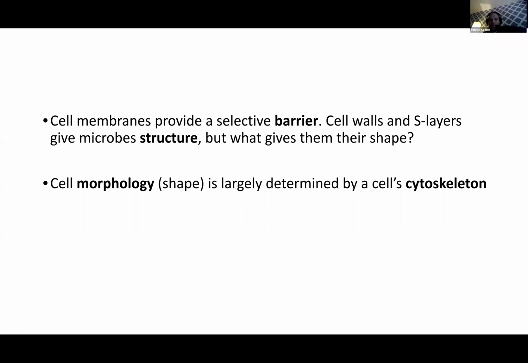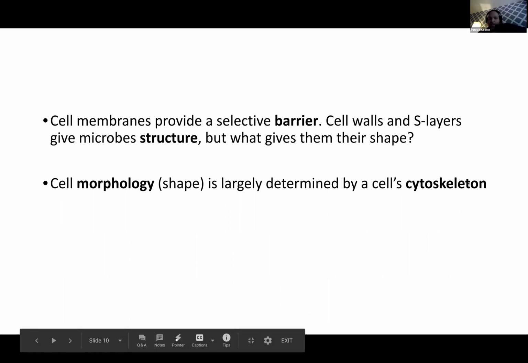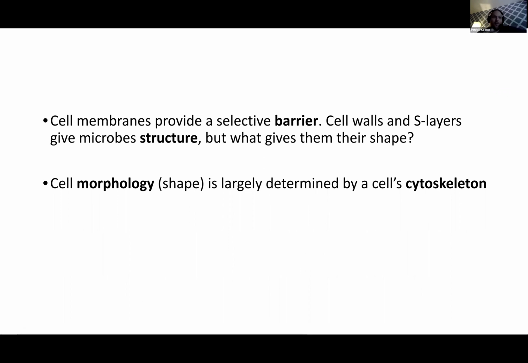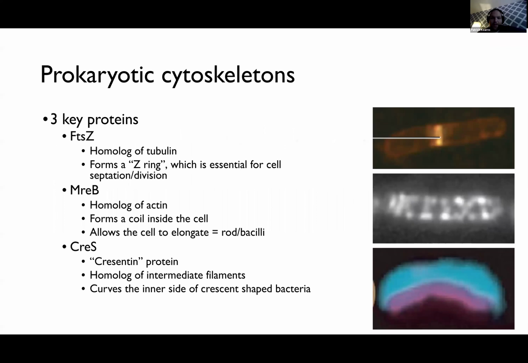Cell membranes as a whole provide a selective barrier. The cell walls and the S layers give microbes structure, but what gives a microbe its shape? What gives a microbe its shape, very much like what gives your cell its shape, is what's called the cytoskeleton. And this is exactly what it is: cyto meaning cell, skeleton meaning skeleton. It's essentially a skeleton of a microscopic organism or of a cell, right? It's not made out of calcium bone like ours, but typically out of proteins or sugars.